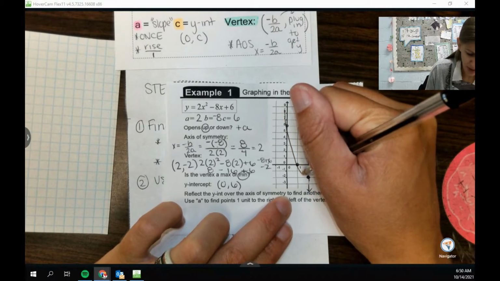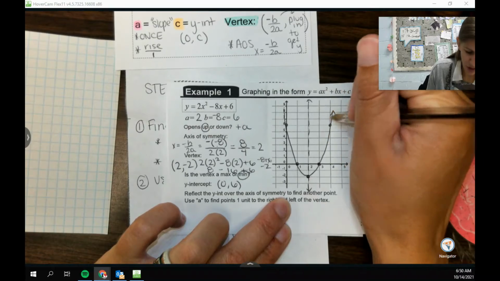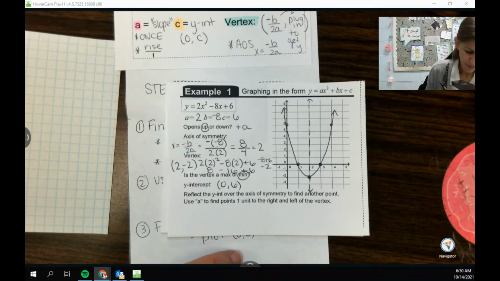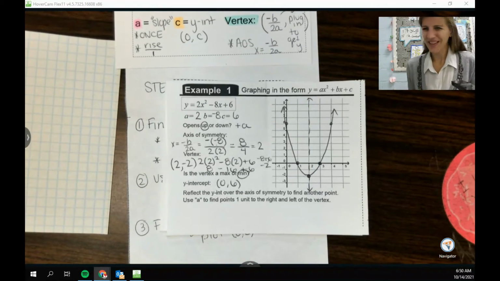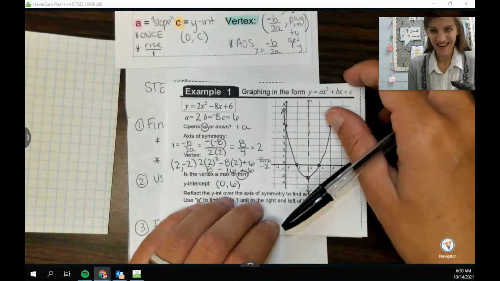And I think that's what that paragraph at the bottom is just telling us about. So we're going to make our smooth curve. Yep. Cute. Let's try another.